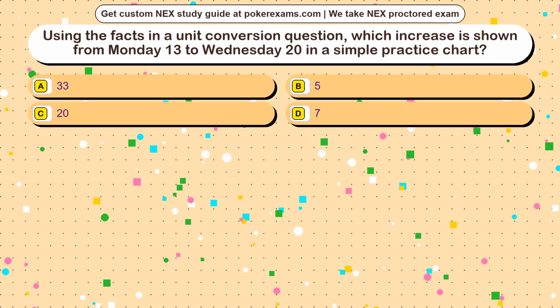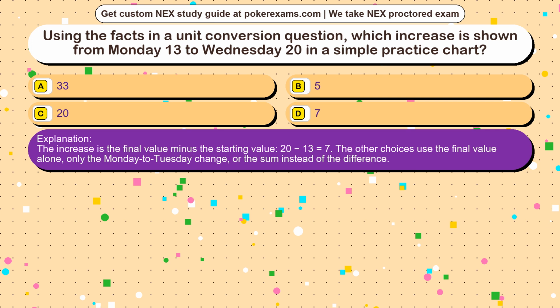The correct answer is option. The increase is the final value minus the starting value, 20 minus 13 equals 7. The other choices use the final value alone, only the Monday to Tuesday change, or the sum instead of the difference.